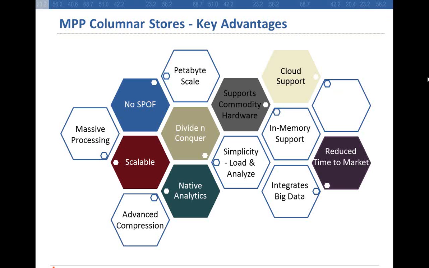Advanced compression. The compression mechanisms employed in MPP columnar stores are advanced. They're quite different from the techniques employed for row compression in row-based databases. Data encoding, which is a related technique along with compression, allows both efficient storage and retrieval of data with the use of fewer hardware resources.